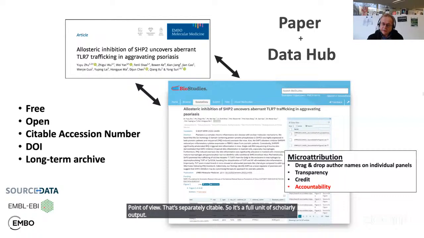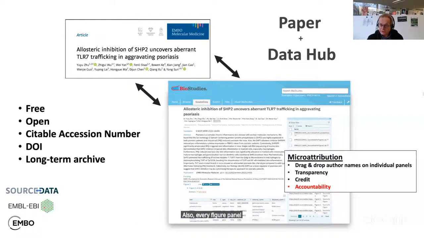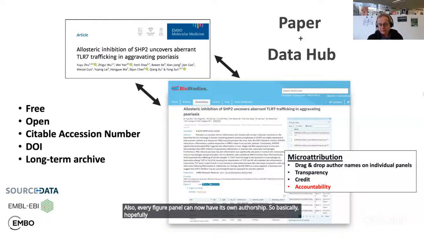Also, every figure panel can now have its own authorship. So hopefully this addresses the problem of middle authors that often fall through the cracks. You can spend months and months doing work, and then you end up in author position number 5 or 6 and get very frustrated.